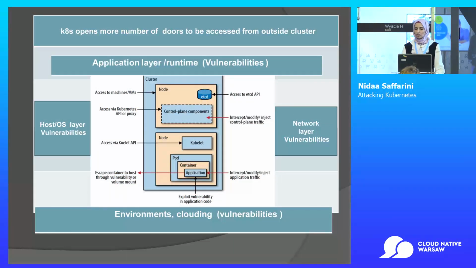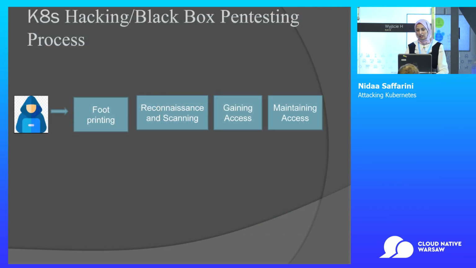Let me go back to the Kubernetes doors. As we said, we now have multiple doors. And if we want to go into this house through these doors, we have to compromise role-based access control. That's why we have special Kubernetes penetration tests, or black-box penetration tests. Those steps are actually the same as a penetration test for any usual attacker or hacker, but I will just highlight each step for Kubernetes.